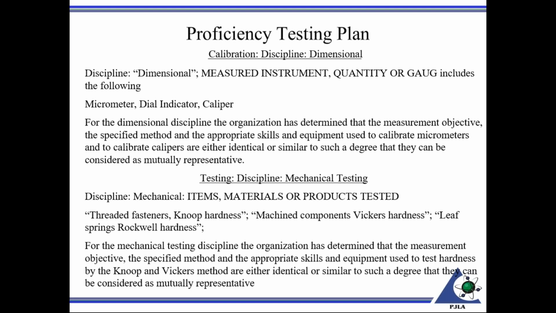Testing area, I have an example here. I know there are a lot of others, but when you're putting together your proficiency testing, just want to assure that test methods are similar enough, equipment, standards used, and perhaps training of personnel are all the same or very similar, where proficiency in one can be crosswalked over to the other. The example that we have here is in the item of hardness, mechanical testing, where perhaps threaded fasteners, Knoop hardness, machine components, Vickers hardness, Rockwell hardness fall under the mechanical testing discipline. An organization may have determined that the measurement objective, the specified method, and the appropriate skills and equipment used to test hardness by Knoop and Vickers methods are either identical or similar to such a degree that they can be considered as mutually representative. Hence, they could be considered a subdiscipline under the mechanical discipline.